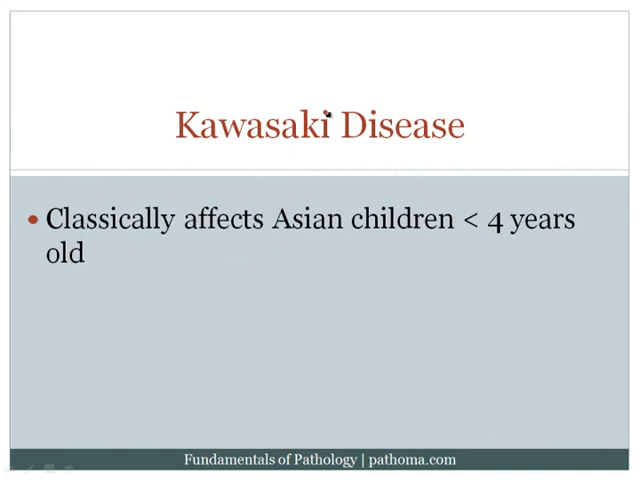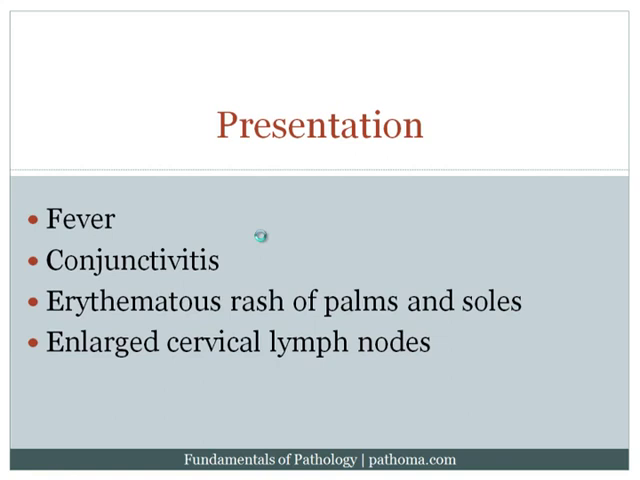The next medium vessel vasculitis is Kawasaki's disease, and this classically affects Asian children less than the age of 4. Interestingly, these patients present with very non-specific, vague symptoms. For example, fever, conjunctivitis, a rash of the palms and the soles, and enlarged cervical lymph nodes. Now, if I saw a patient like this, the first thing I would think about would be some sort of viral infection or some sort of infectious process. And that's what I mean when I say that these patients present with very non-specific symptoms.